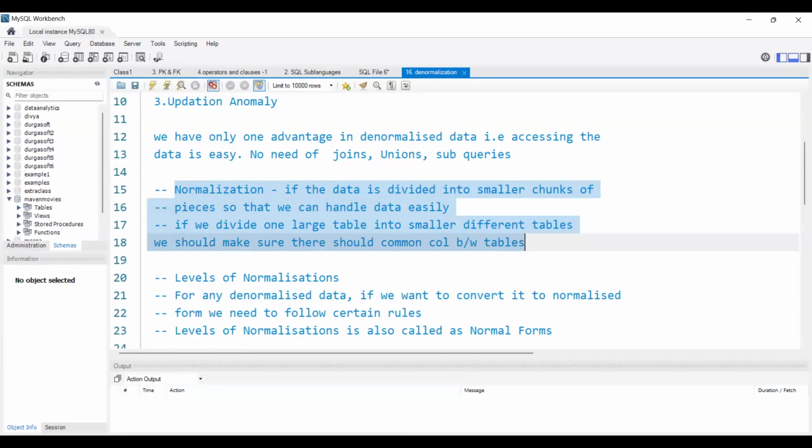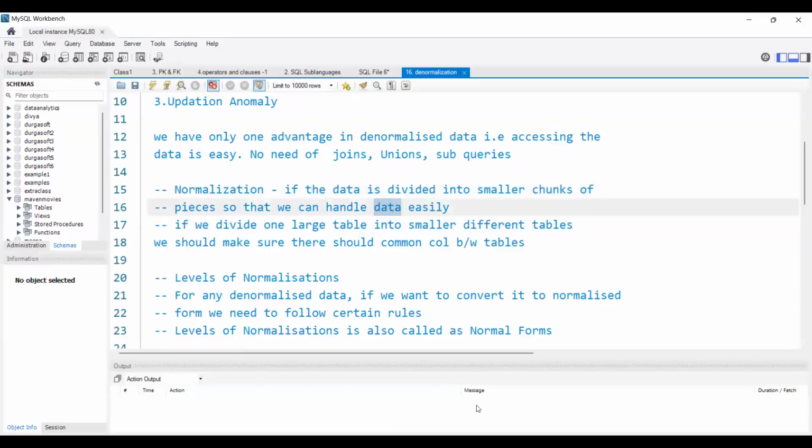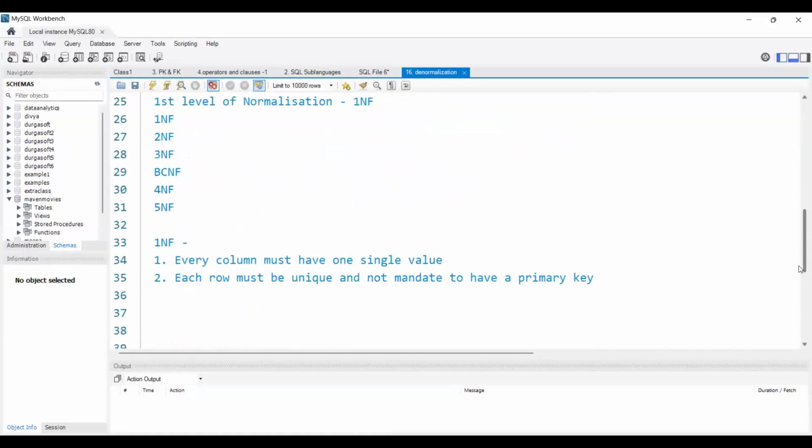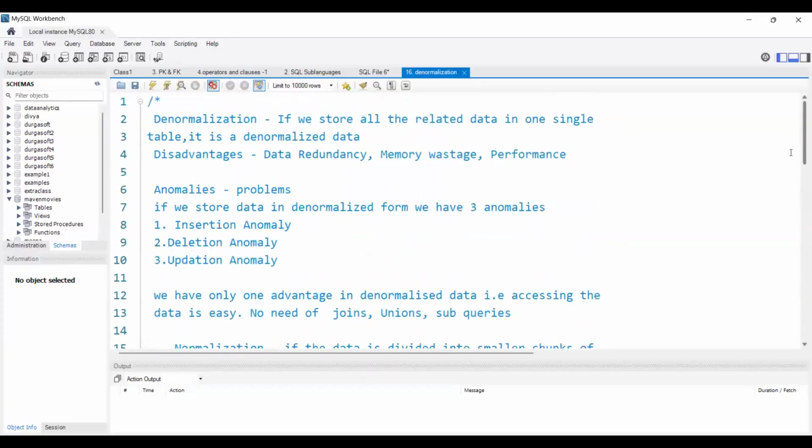I hope after solving this example, you know we just justified this definition, right? We divided the complete large table into smaller tables, so that by using those tables only we can handle the data easily, and in every table we will have some common columns between them, right? So with this we are done with the denormalization and normalization concept.